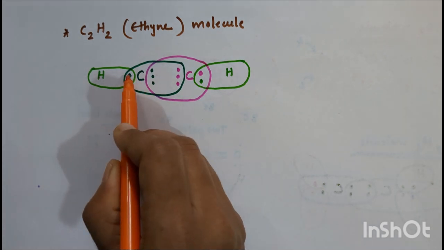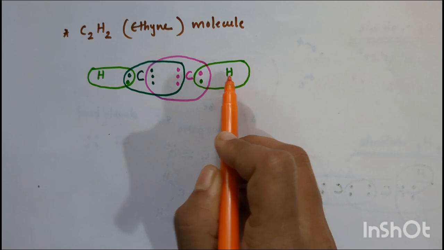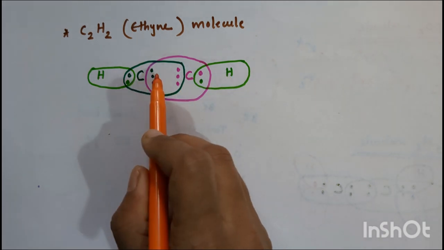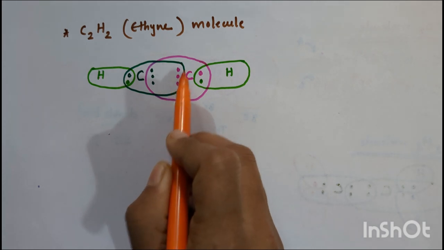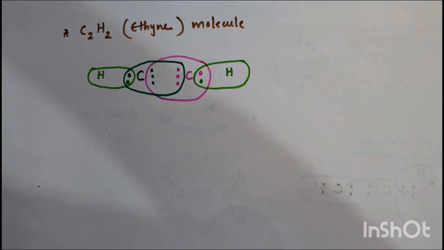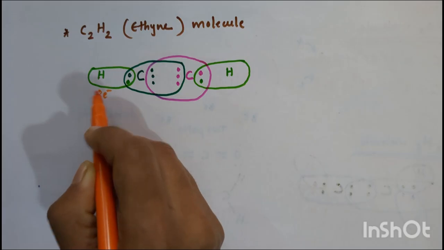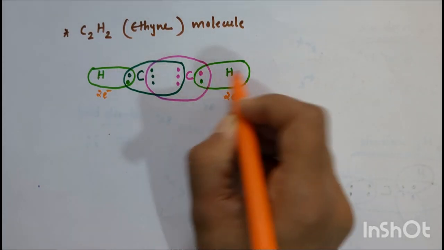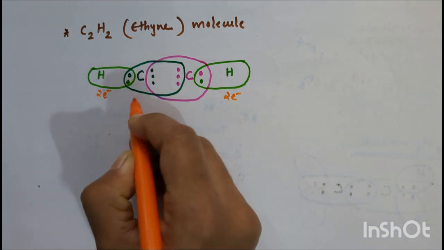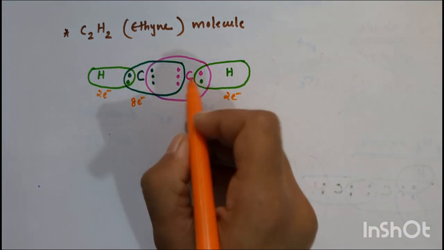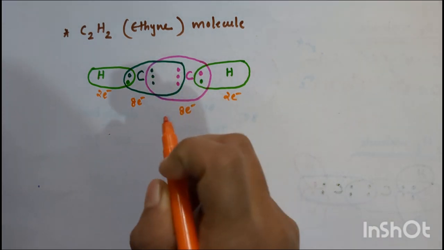Each carbon atom shares its 1 electron with a hydrogen atom. And this carbon atom shares its 3 electrons with the other carbon atom, and that carbon atom shares its 3 electrons with this one. So overall, each hydrogen atom now has 2 electrons in its outer shell. Each carbon atom has 3 plus 3 plus 2, 8 electrons in its outer shell.